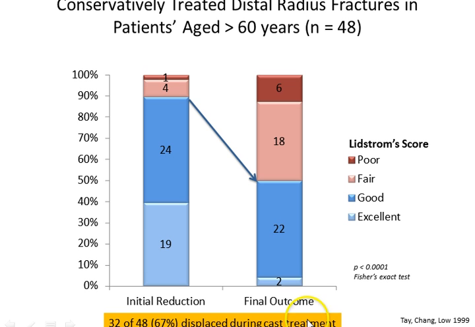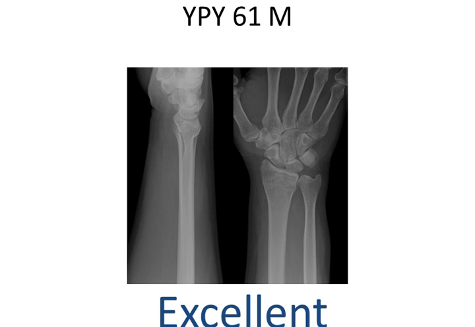Basically in patients aged 60 years and above, in our local data, for distal radius fractures treated conservatively, nearly 70% of them displaced during the cast treatment. So age is quite significant. I don't have the below 60 data, so this is just what we have. This is an example of a case, a 61-year-old male, well reduced, and based on the Lidstrom score is excellent, good radial height, nearly neutral.